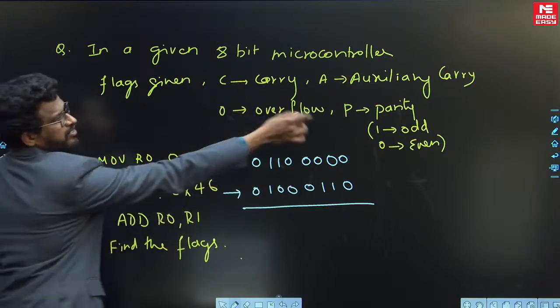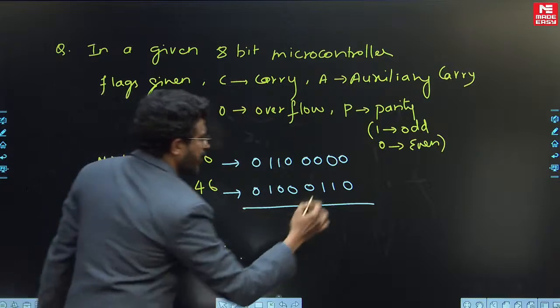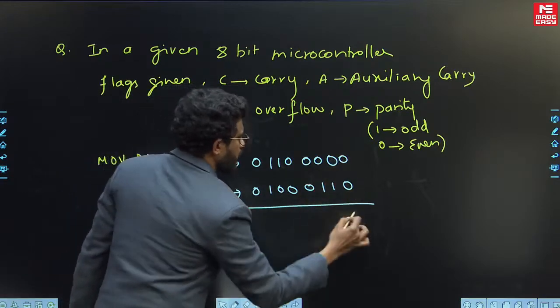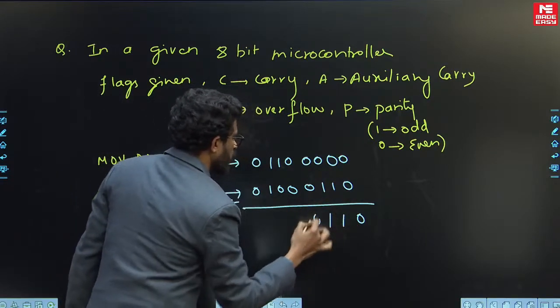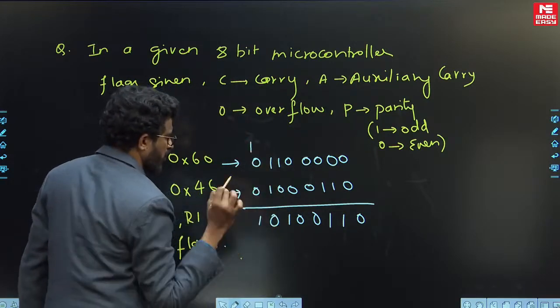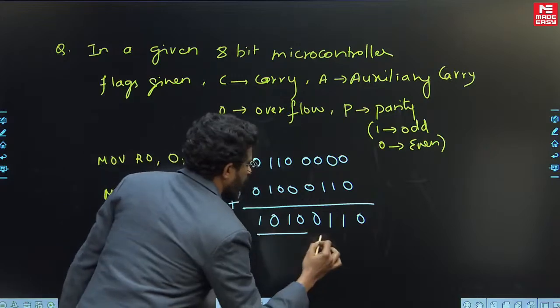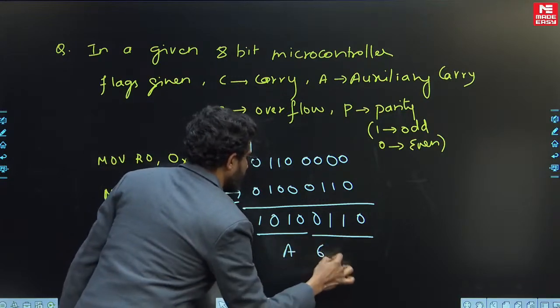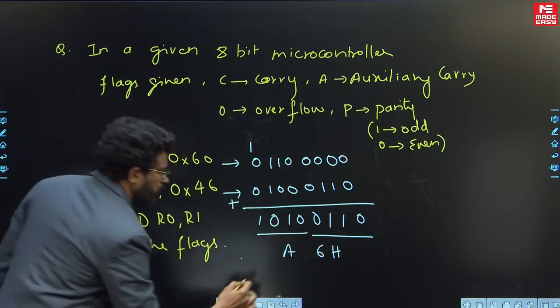And he is asking what is the status of these flags. Very simple, you just add it. What is the answer if you add these two? So it is 0 1 1 0 0 1, and this is 0 1 1, right? So what is the value of this one? It is A6H, right. So based on this, let us find out the status of flags.